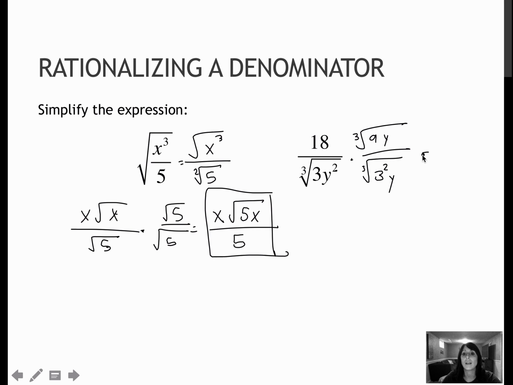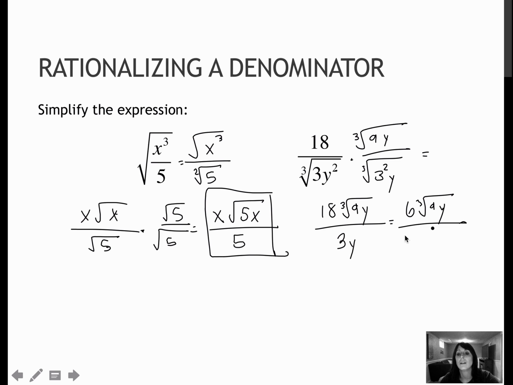So on my numerator, I've got 18 times the cubed root of 9y. For my denominator, I've got 1, 2, 3 3's, and I've got 1, 2, 3 y's, and I'm taking the cubed root of that. So now this is my answer, except now I see that I've got an 18 and a 3 that are both outside, so that's different than what we had over here. 18 divided by 3 is 6. I still have the cubed root of 9y on the numerator. On the denominator, I just have a y. That y will not cancel with the y on the inside of the radical.